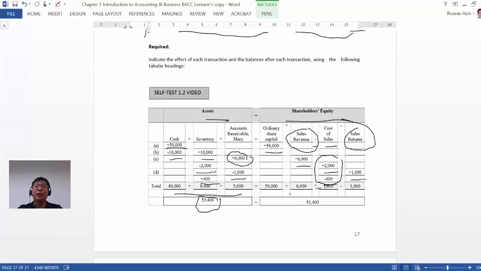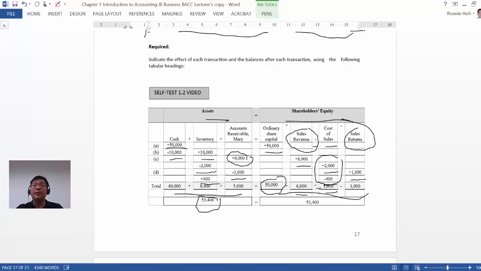And for shareholders' equity, here you got to be careful, right? Because you have different types of accounts. So let's look at them one by one. So for ordinary share capital, this is a natural shareholders' equity because this is the amount that we owe the owner. So shareholders' equity will go up by 50,000. And sales, remember, if you read the notes, sales is a revenue. Revenue will always increase profit, and profit in turn will increase shareholders' equity. Because the profit goes back to the owner, and therefore the business now owes the owner, and therefore shareholders' equity will go up. So sales therefore will always increase shareholders' equity.